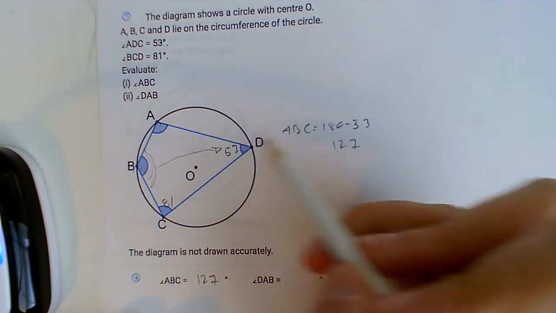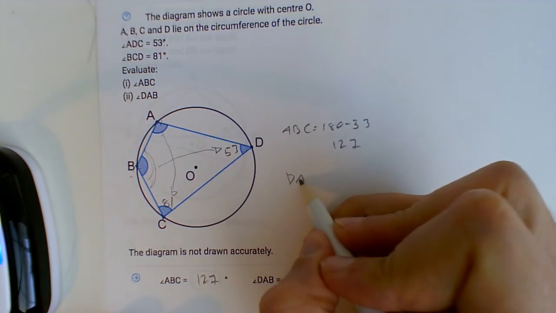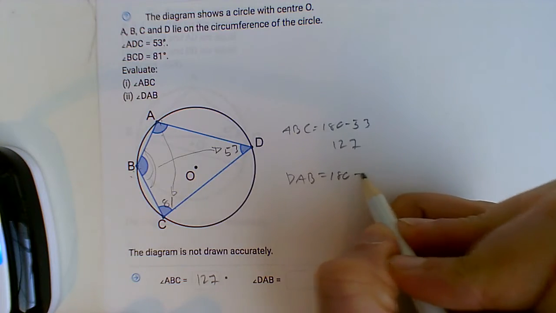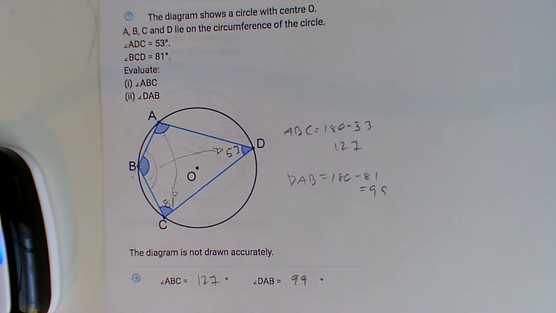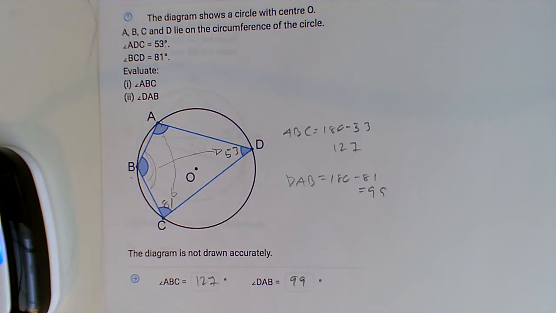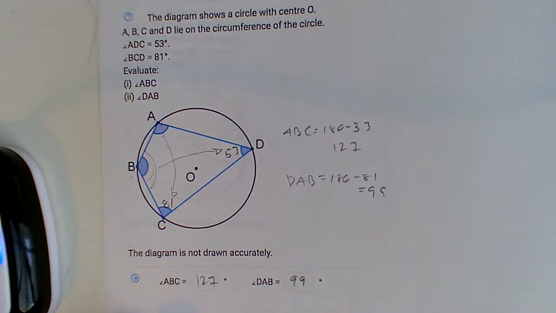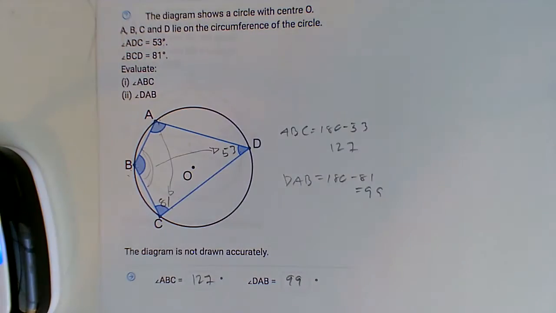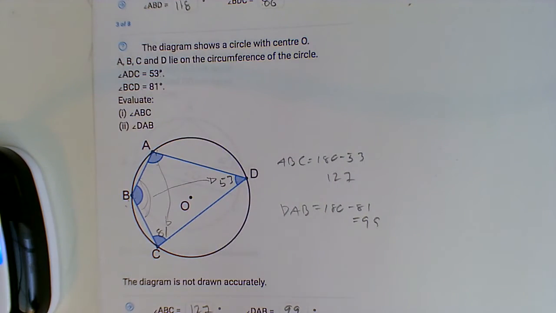And DAB, D to A to B, it's this one up here. That's opposite the 81. So that's 180, take away 81, which is 99. Okay, so exactly the same thing again there, except just switching around which angles they're giving you and which ones they want. If you can hold it in your head and think, yeah, it's that one, basically you're just always taking it away from 180. That's it. Okay, so have a go at questions 3 and 4, please, and then come back when you're ready to continue.